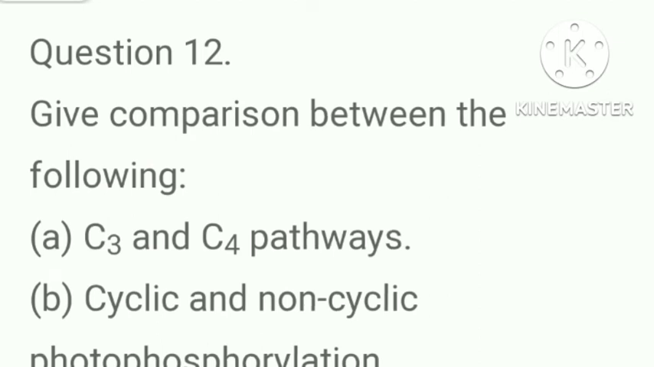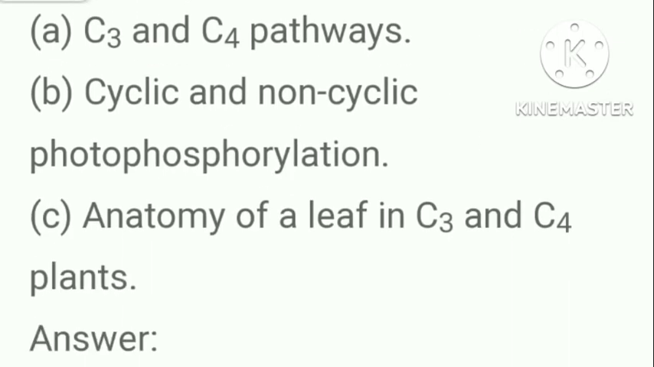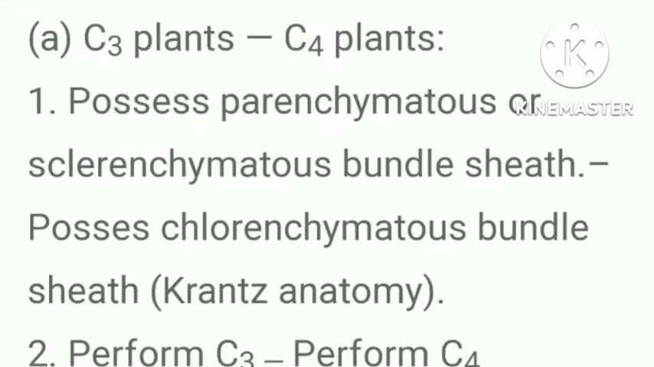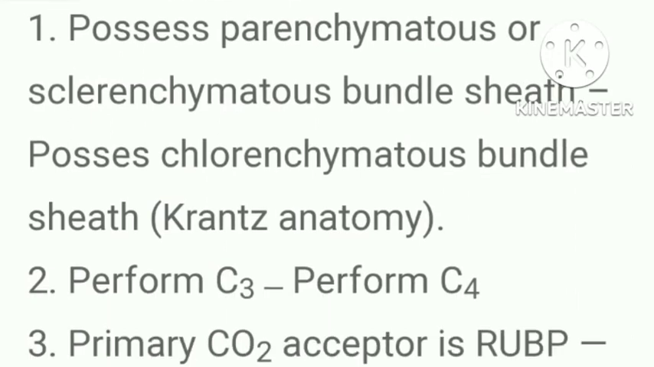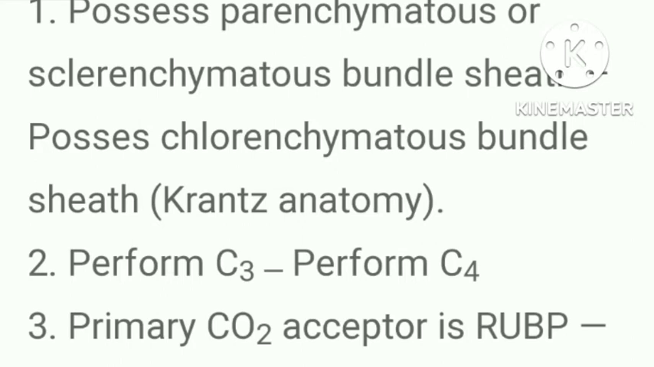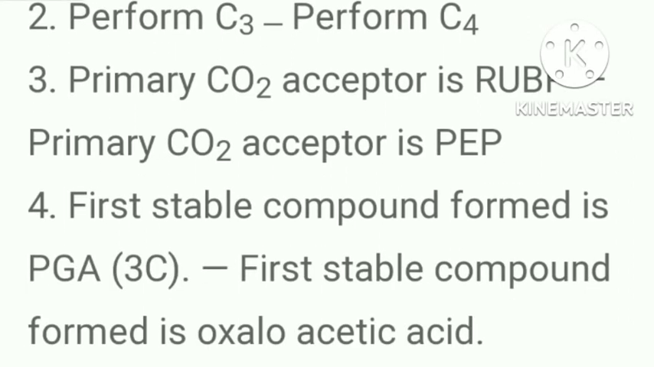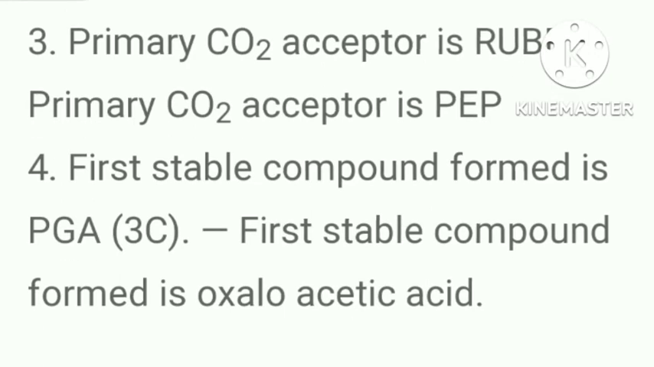Give comparison between the following: C3 and C4 pathways, cyclic and non-cyclic photophosphorylation, anatomy of a leaf in C3 and C4 plant. C3 plants possess parenchymatous and sclerenchymatous bundle sheath, C4 plants possess chlorenchymatous bundle sheath, Kranz anatomy. Performs C3 and C4 cycles respectively. Primary carbon dioxide acceptor is RuBP. Primary carbon dioxide acceptor is PEP. First stable compound formed is PGA, a 3C compound. First stable compound formed is oxaloacetic acid.